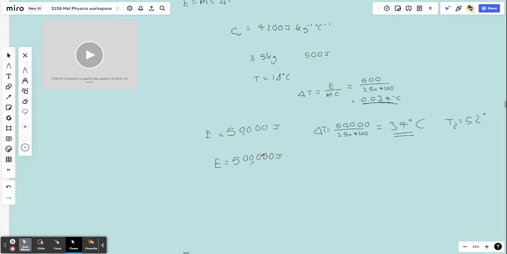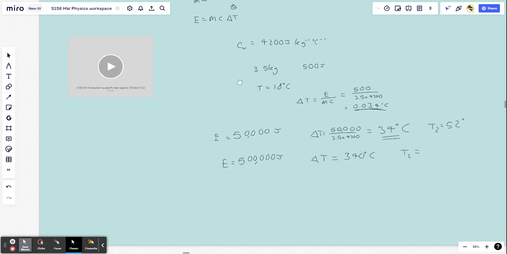Okay. What about if it was 10 times the amount again? So we've got a change of temperature now of 340 degrees C. That would mean that the new temperature is, well, to be honest with you, we don't even need to bother working this out, because the new temperature is going to be over 100 degrees C, and that's an issue.